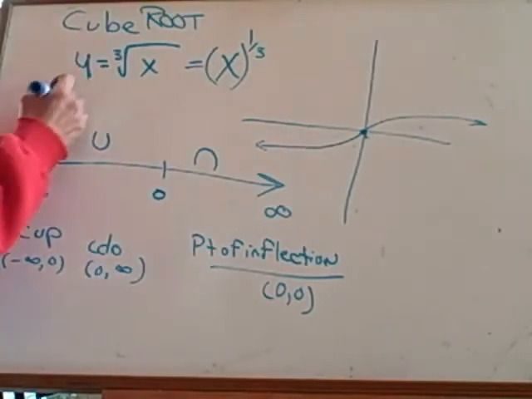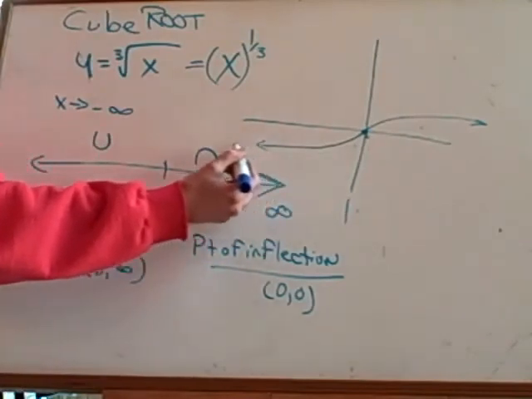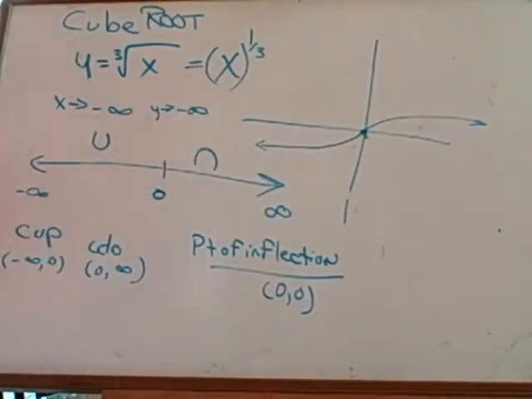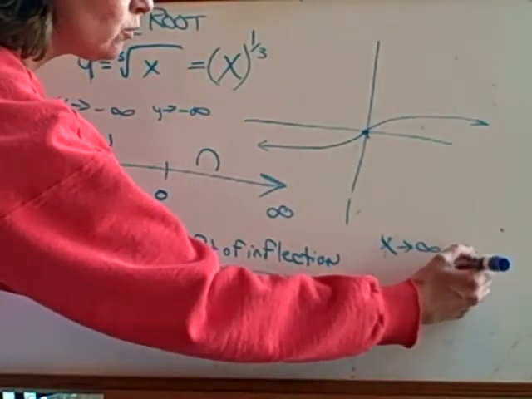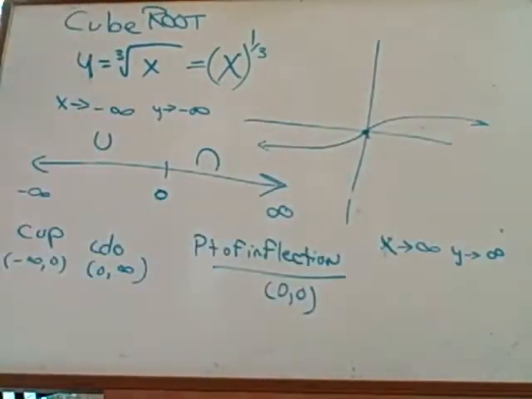End behavior. As x approaches negative infinity, what's y doing as we go this way? Y approaches negative infinity. And mine always look like crazy 8s. As x approaches positive infinity, what's y approaching? It's approaching positive infinity.